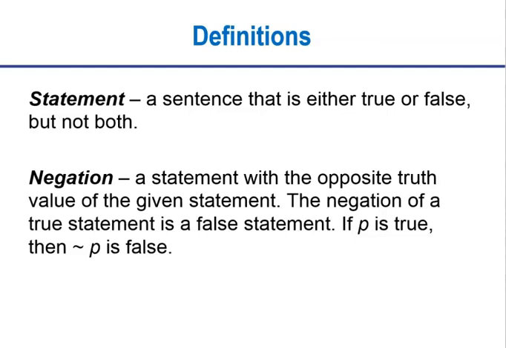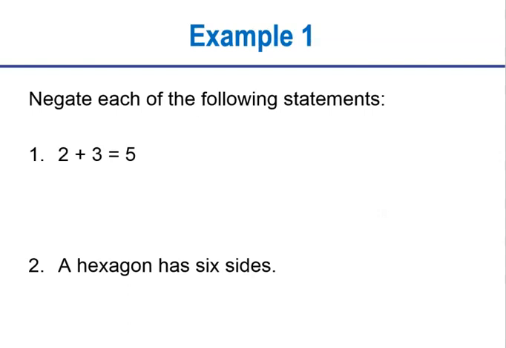Let's do some more examples like that. It says negate each of the following statements. Now, first of all, is that even a statement? 2 plus 3 equals 5. It looks like a mathematical equation, doesn't it? But we can say this is either true or false. And this one is true, right? We all know 2 plus 3 is equal to 5. So let's negate it. It really is as simple as you're thinking to say the opposite truth value of this true statement. We could just put a line through the equal sign, and that has negated the statement of 2 plus 3 equals 5.